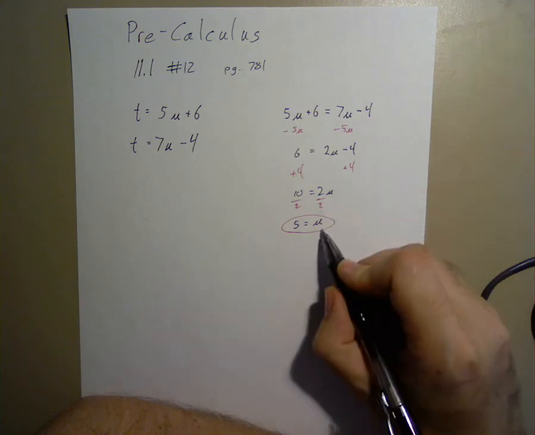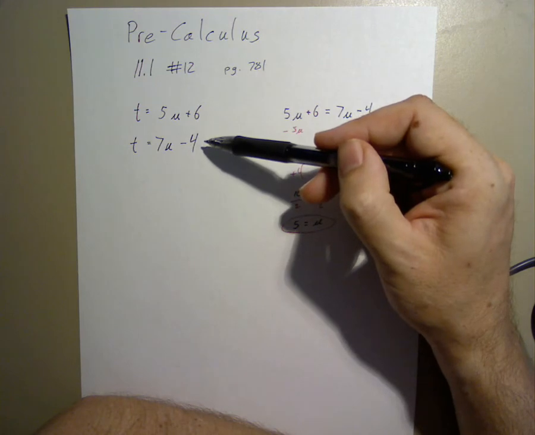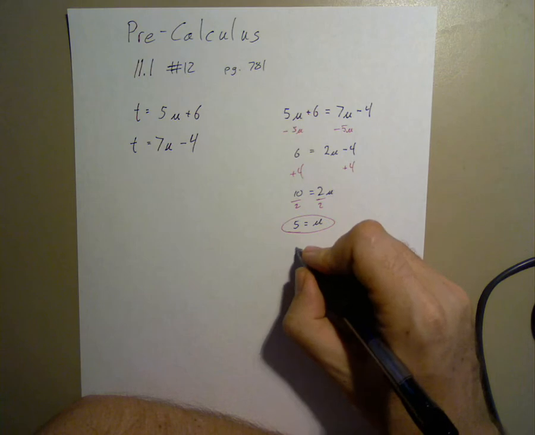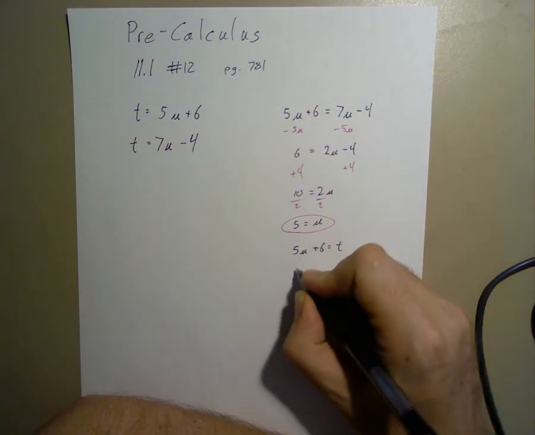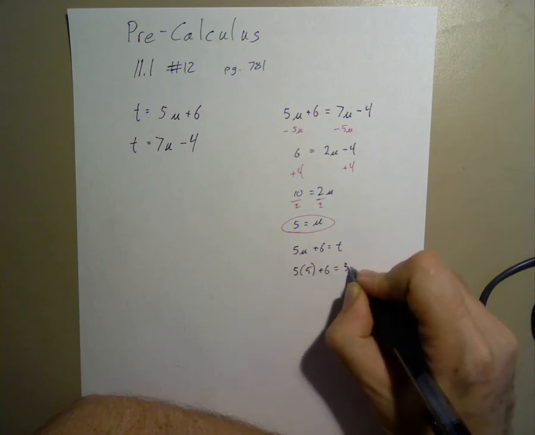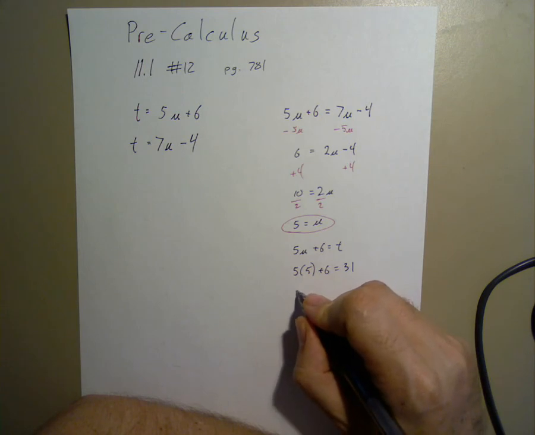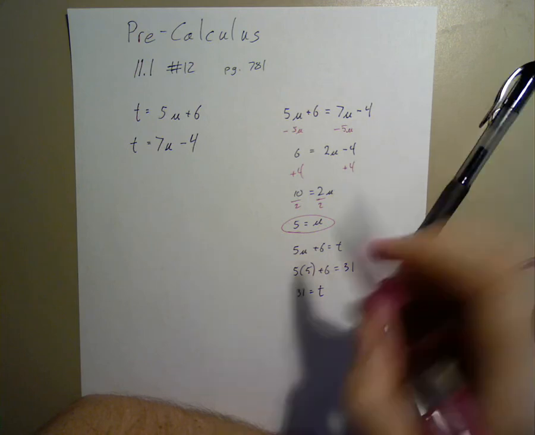Given we know this, we take this, plug it back into our original equation, and solve for t. So 5u plus 6 equals t. 5 times 5 plus 6 equals 31. T equals 31.